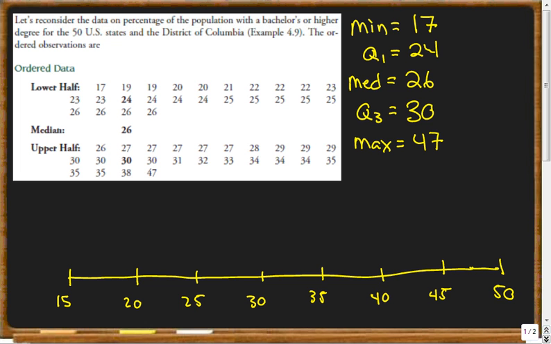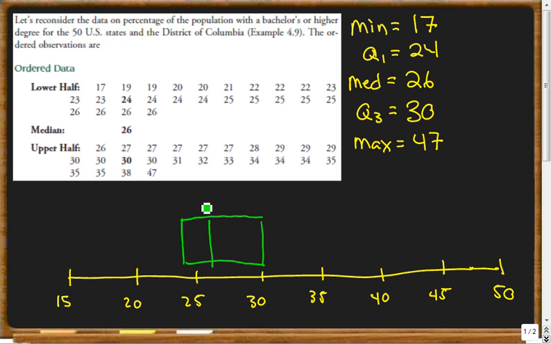What we need to do is make a line for each of these, and then connect them to our min and max. Q1 is at 24, so we'll say that's about right here. Our median is at 26, so let's say it's about right here. Our Q3 is 30, that's easy, and this is our box.